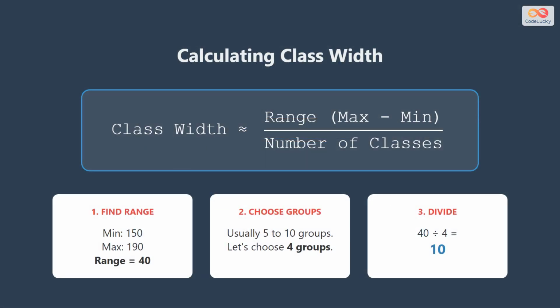How do you decide how wide your groups should be? A simple rule is to take your range, which is your maximum value minus your minimum value, and divide it by the number of groups you want. If your range is 40 and you want 4 groups, your width should be 10.